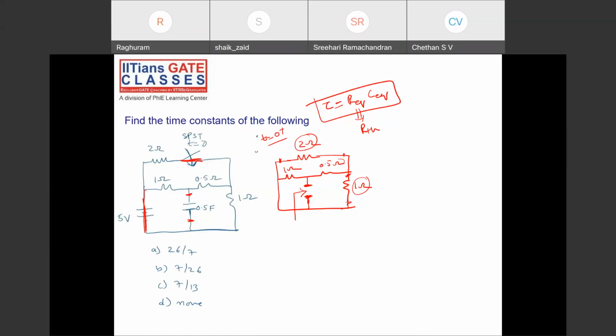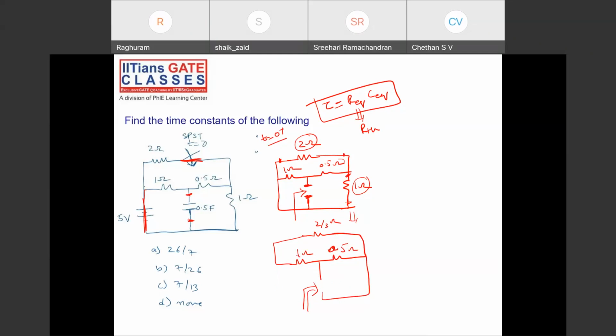2 and 1 in parallel gives 2 by 3. So this becomes 2 by 3 ohm. This is how the circuit is now. You have to find the resistance across this, or I can write it this way. Now tell me any other combinations. 1 and 2 by 3 are in series. You understood how I drew this? Clear.